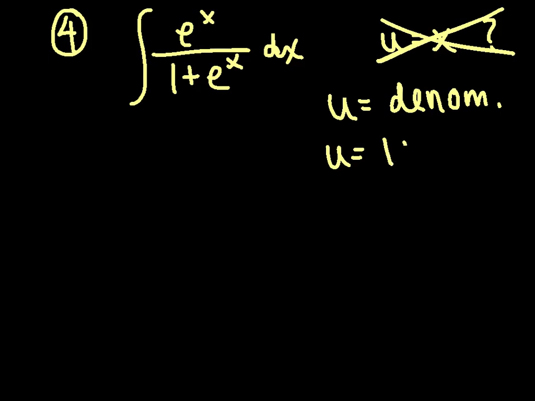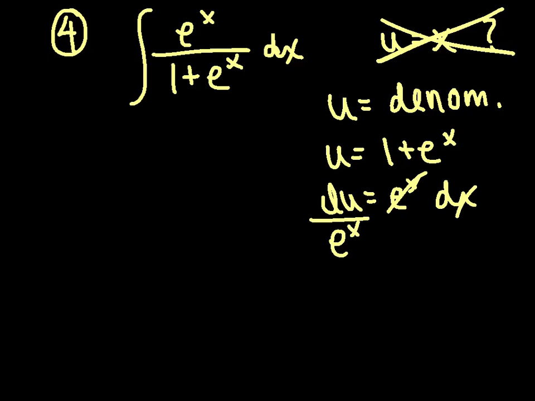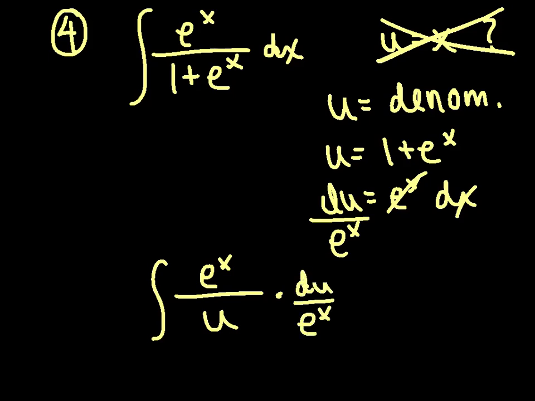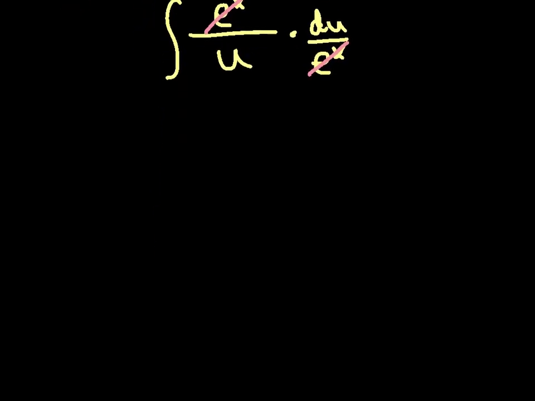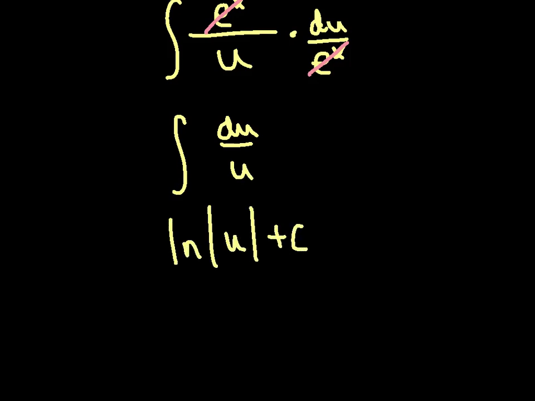Anyway, u equals the denominator, and then that means the derivative is going to just be e to the x dx. Solve for dx like we always do. And now we're ready to sub. Now my numerator is going to stay e to the x, my denominator is my u, and then I'm going to substitute for dx. Oh my goodness, how good does that feel? Got that beautiful cancellation. And now we are ready. Let's rewrite it as du over u. Antiderivative is the natural log of the absolute value of u plus c.